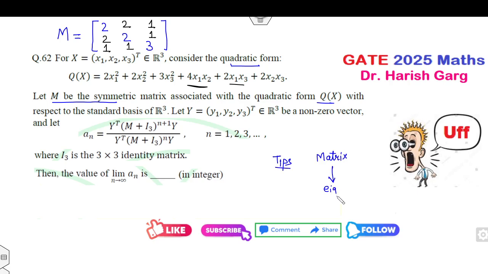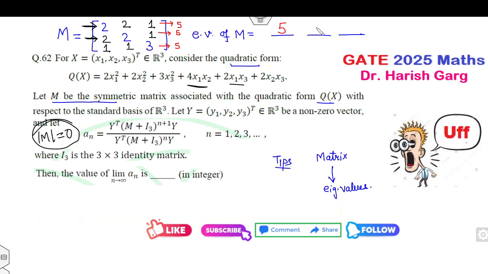always find the eigenvalues. Fine. So can you find the eigenvalues of M? First of all, there are 3 eigenvalues. Now clearly, what is the sum of each row? 5. Fine. So one of the eigenvalues is 5. Second, you can see that the first row and second row are the same. So that means the determinant of M is 0. So once the determinant is 0, one of the eigenvalues is 0.